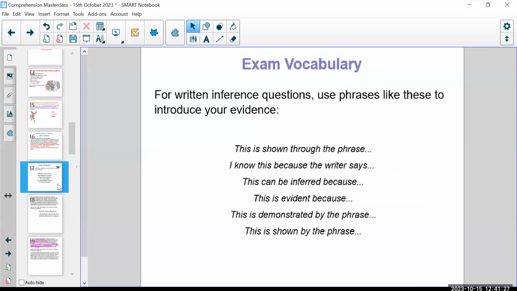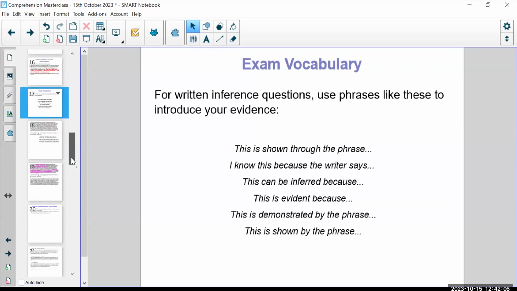Now, here are some useful phrases that you can use. I think a lot of you did this pretty nicely, but some of you are just writing the quotes by themselves. So it's a good idea to be able to introduce your evidence. Here are some ways you can do that. This is shown through the phrase. I know this because the writer says, blah, blah, blah. This can be inferred because. This is evident because. This is demonstrated by the phrase. This is shown by the phrase. First two are quite similar, really. So try and do that. Try and introduce your quotation so that it makes a full sentence rather than just shoving it in by itself. Your answer will flow much more easily then.